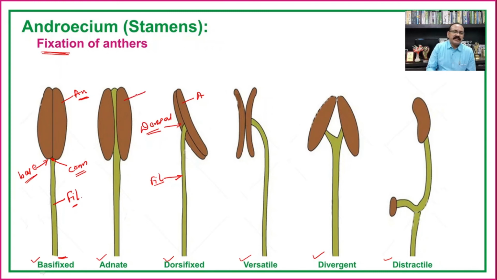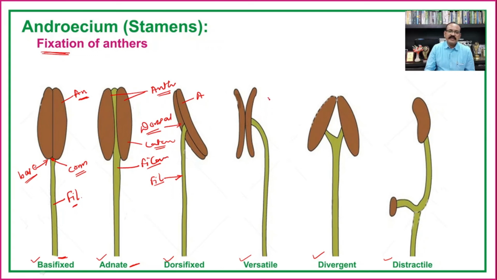And here both the anther lobes are attached to this filament by its lateral side, or they are attached to the filament laterally, and such a type of attachment of the anthers to the filament is known as adnate type of the arrangement or adnate type of the fixation.